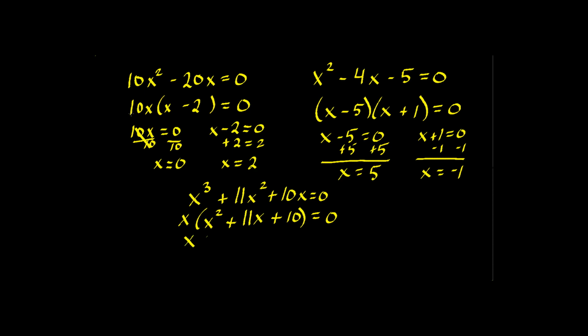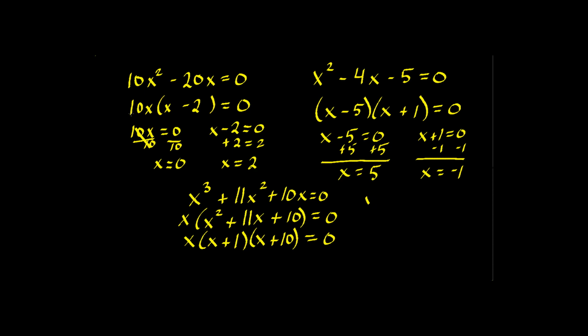Now, the trinomial can be factored into two binomials, again, looking for the two terms that will multiply to be x squared, so x times x, and the two numbers that will multiply to be 10 and also add up to 11. And those two numbers are 1 and 10. So now we have three total factors. And so we're going to set each factor equal to 0 and solve them. I'll do that over here.